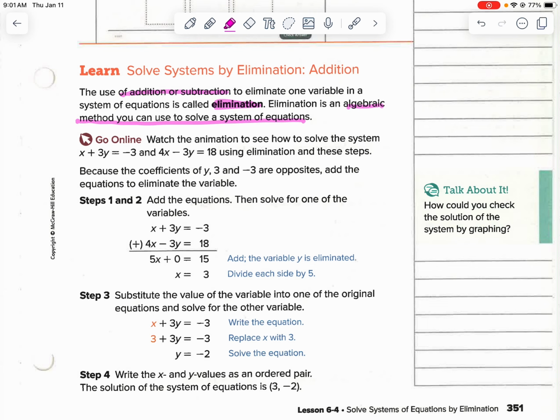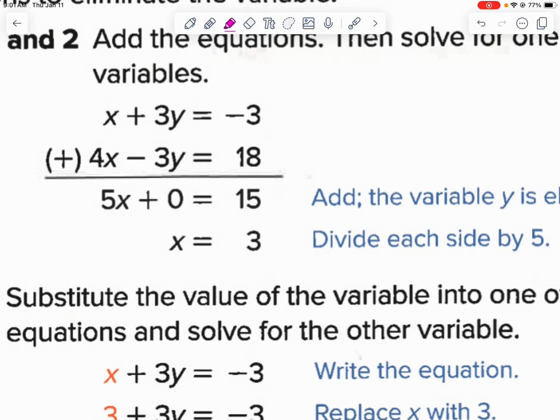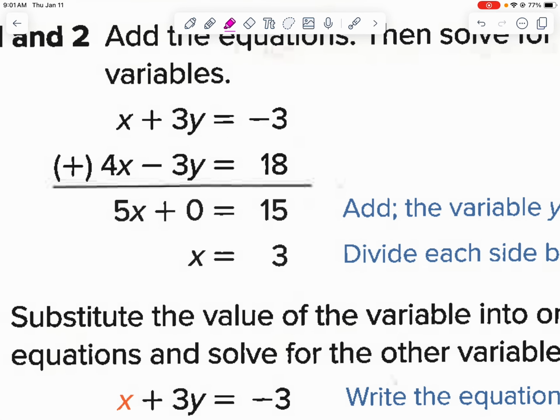So, if you were given this equation here and this equation here, you line them up. That's the first thing you do. You make sure that the x's are above each other, the y's are above each other, and then the constants. Everything lines up exactly: the x's, the y's, the equal sign, and then the constant. Then you're going to either add or subtract them.